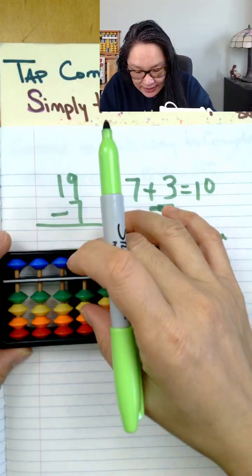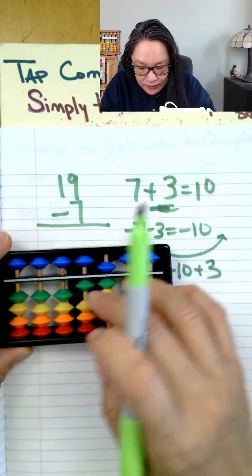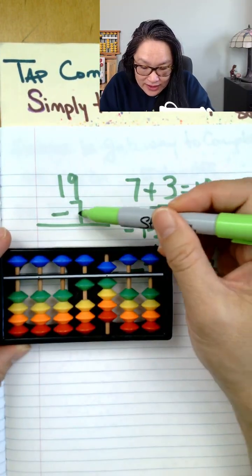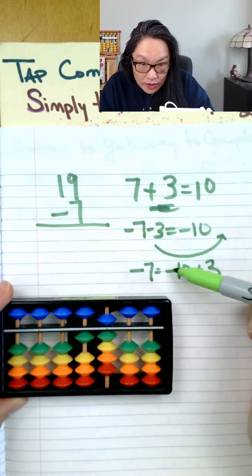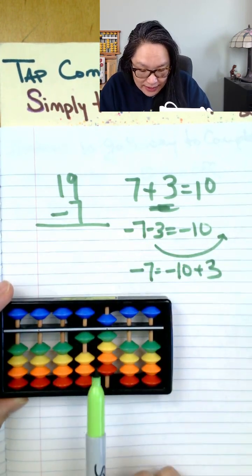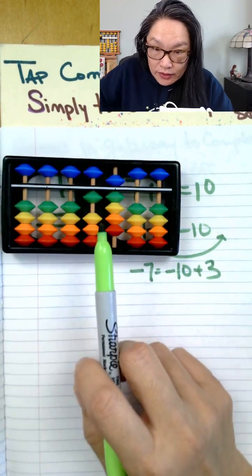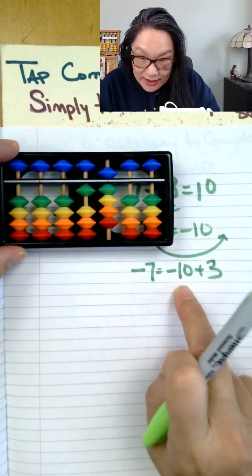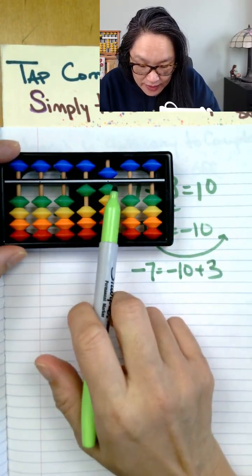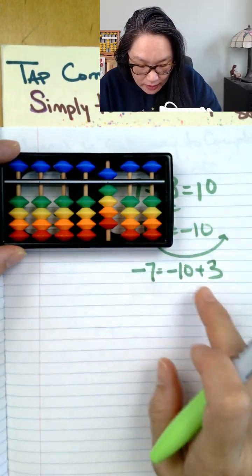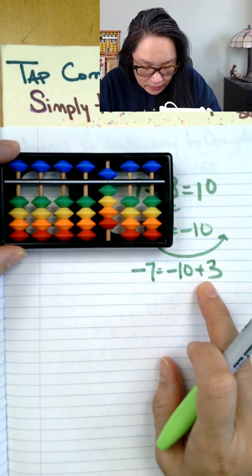So we have 19 on the abacus. We have 19 on the abacus, right? I'm going to take away the 7. So minus the 7 is minus the 10. So I'm going to take away the 10, because that's what it says here. Take away the 10. It just means the column over. Take away the 10 and then add the 3.